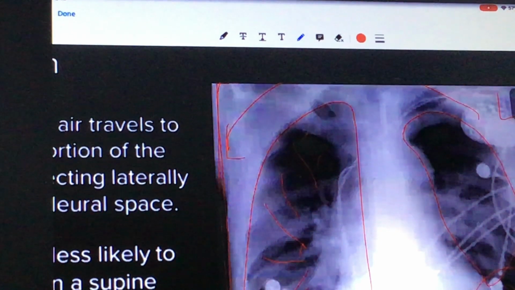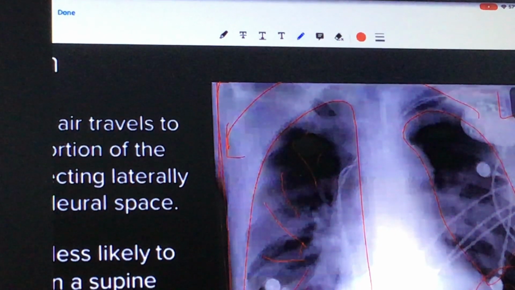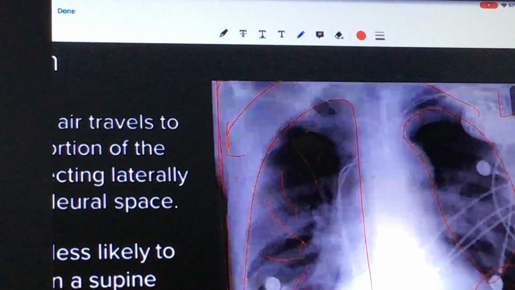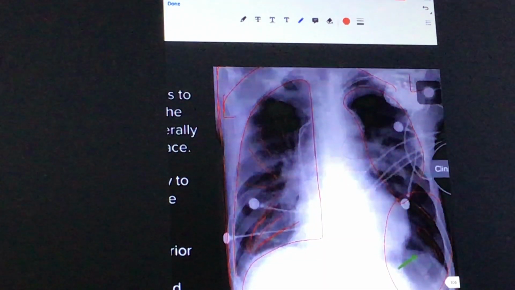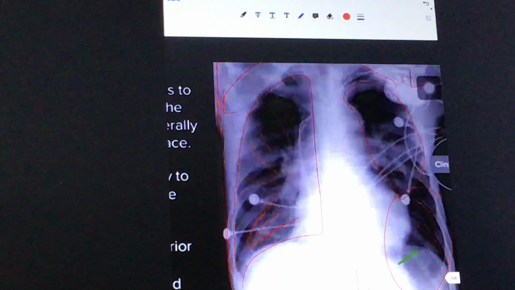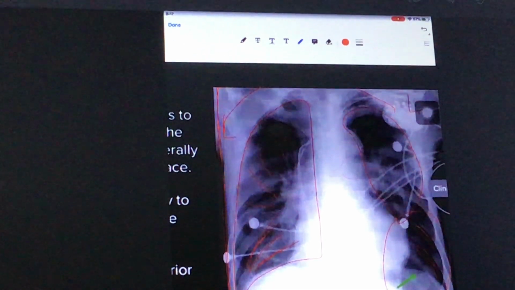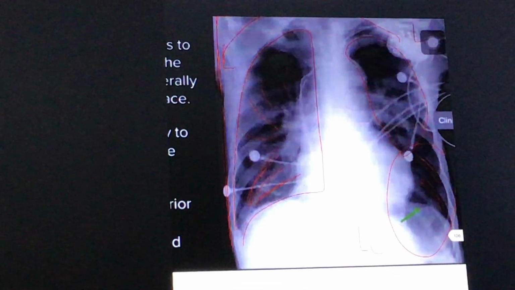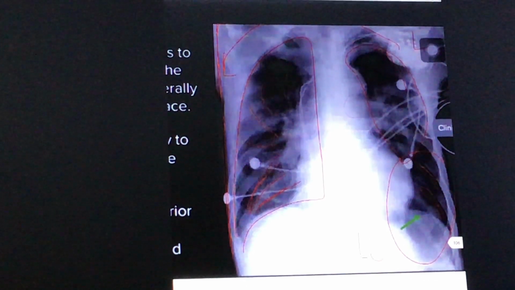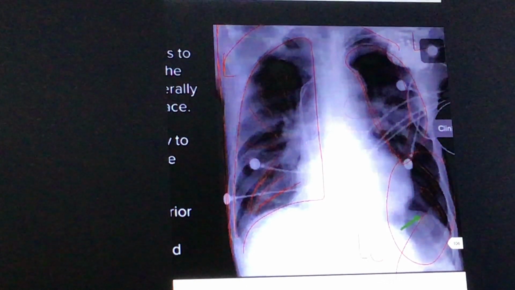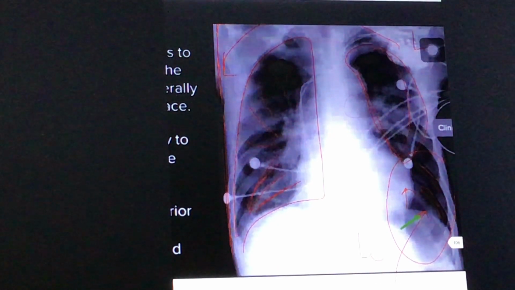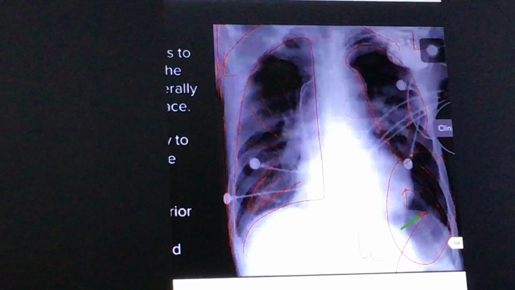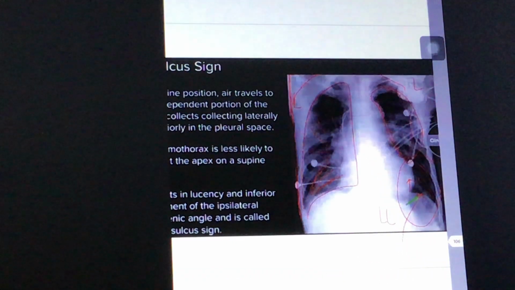So the problem here is the left lower lung. The left lung actually becomes smaller because there is air that goes in between the parietal pleura. So there is increased lucency or blackness in this area. And how to confirm if there is air that travels to the lungs? Of course, you have to do another imaging, a CT scan.